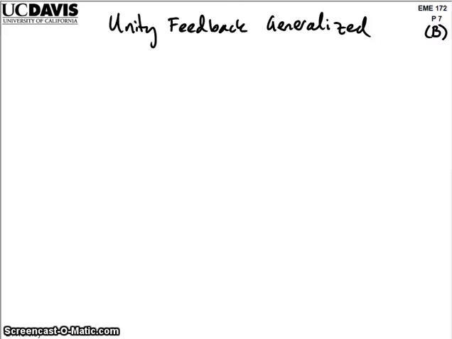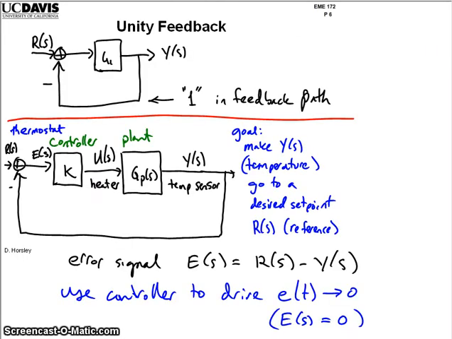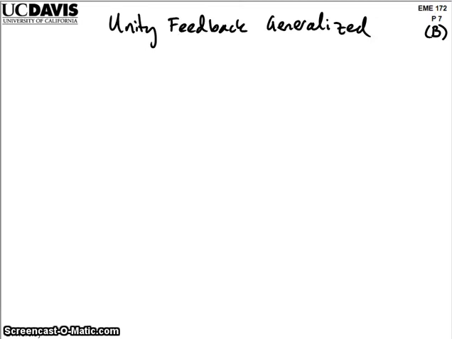Now I'm going to talk about the general form for unity feedback. If you remember when I talked about the proportional control system, the controller there was just a constant. In general, I could have another transfer function here. So here I have the plant, which I'm calling GP of S, and let's call the controller GC of S.